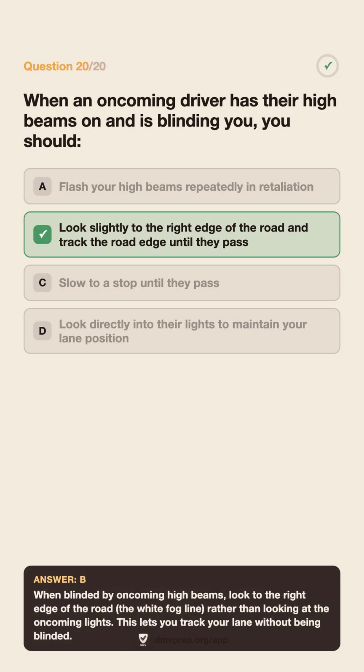The correct answer is B. When blinded by oncoming high beams, look to the right edge of the road, the white fog line, rather than looking at the oncoming lights. This lets you track your lane without being blinded.